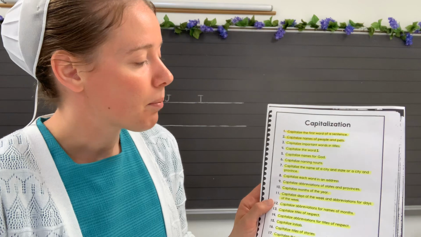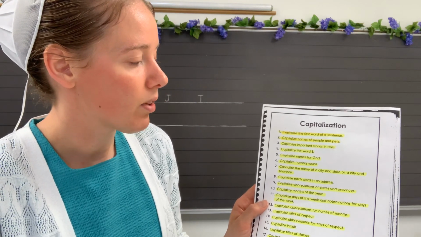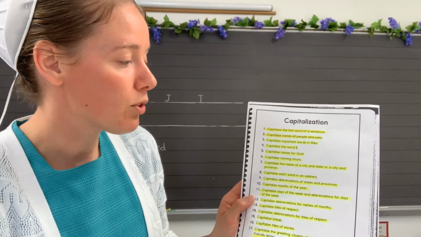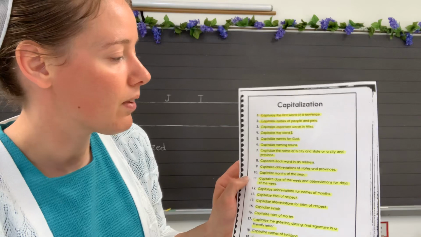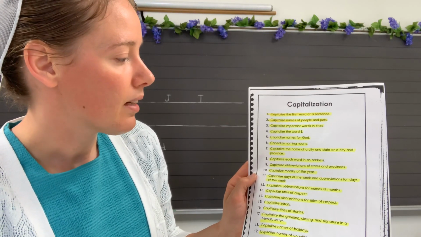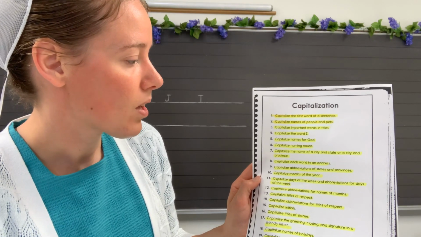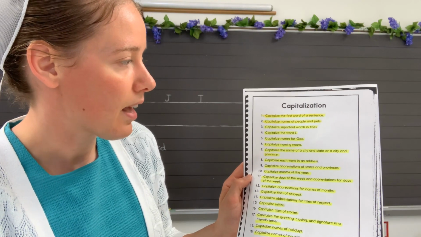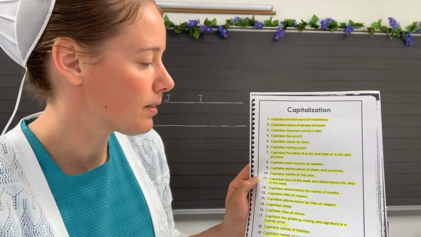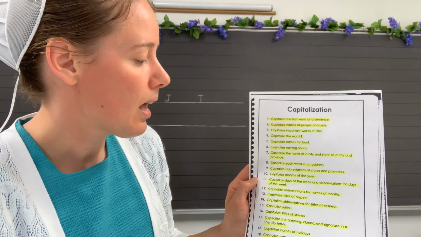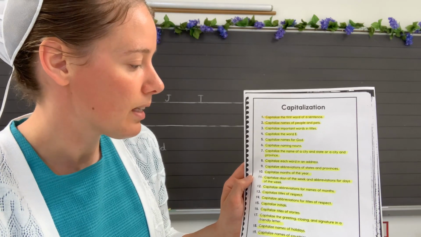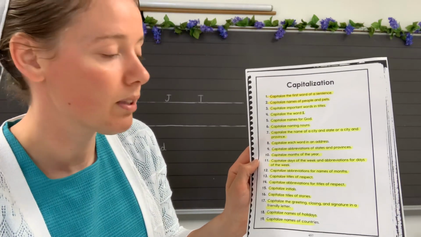It says to capitalize the name of a city and state or a city and province. Number 8, capitalize each word in an address. Number 9, capitalize abbreviations of states and provinces. Number 10, capitalize months of the year. Number 11, capitalize the days of the week and abbreviations for days of the week. Number 12, capitalize abbreviations for names of months. Number 13, capitalize titles of respect. Number 14, capitalize abbreviations for titles of respect.